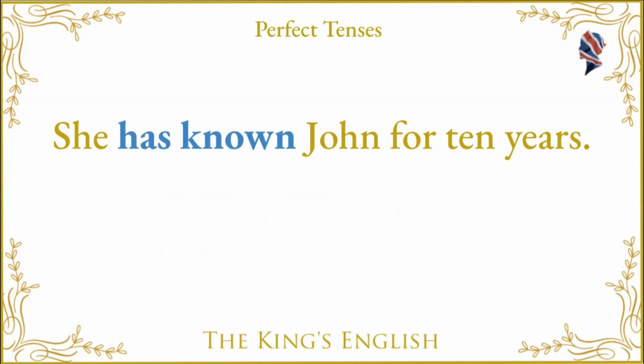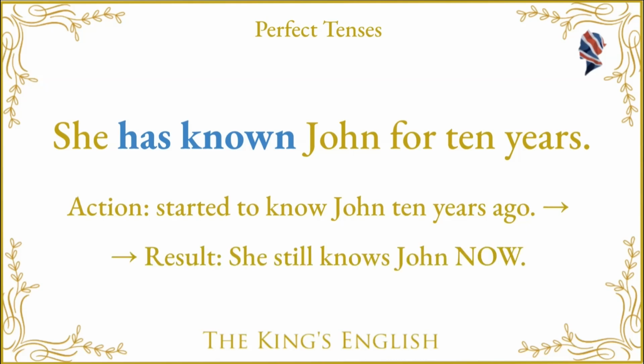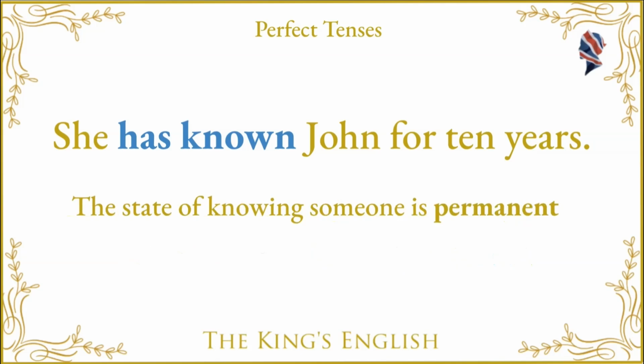She has known John for 10 years. Present perfect simple. Action: started to know John 10 years ago. The result: she still knows John now. The state of knowing someone is permanent, so we use a simple tense.